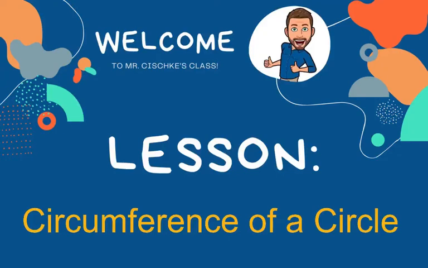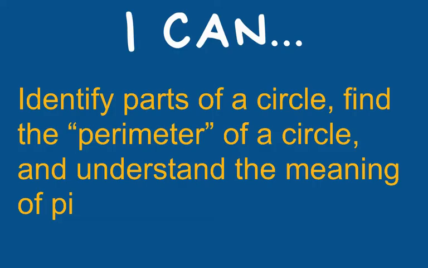Hey guys, today I'm going to teach you all about circles, and today we're starting with circumference. By the end of this lesson, you'll be able to identify parts of a circle, find the perimeter of a circle, and you'll understand why that's in quotes, and then you'll also understand the meaning of pi. So go ahead and get out your binder, turn to the math section, and get ready to take some notes.